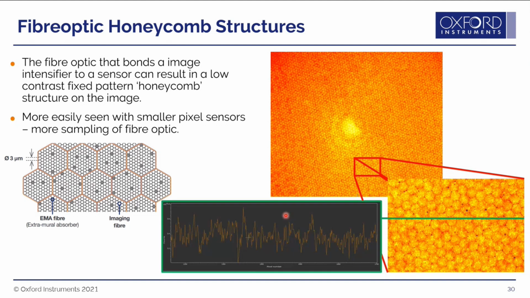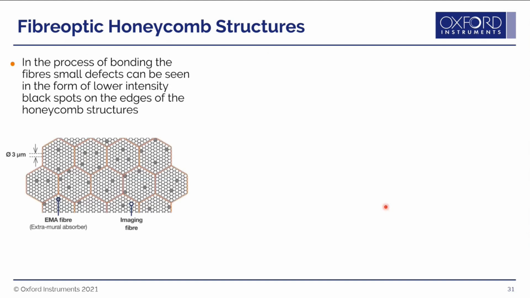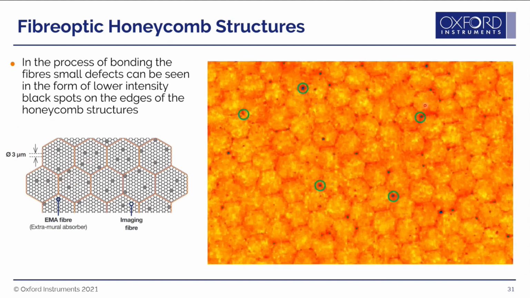Also, what you might see from here is that it's relatively low intensity if you were to do a line scan across one of these. You can also see defects, in particular at the corners where these honeycomb shapes come together, where you get a slight decrease in intensity in some instances.